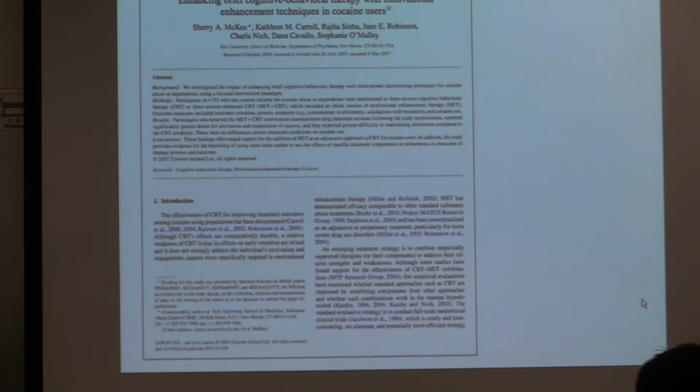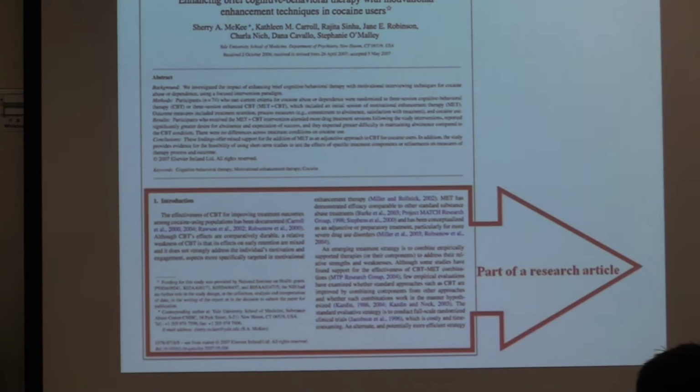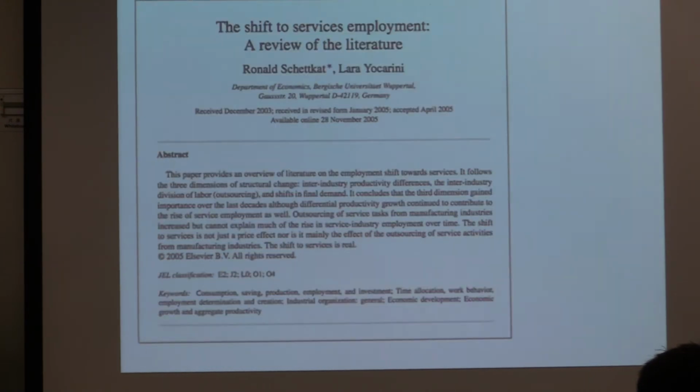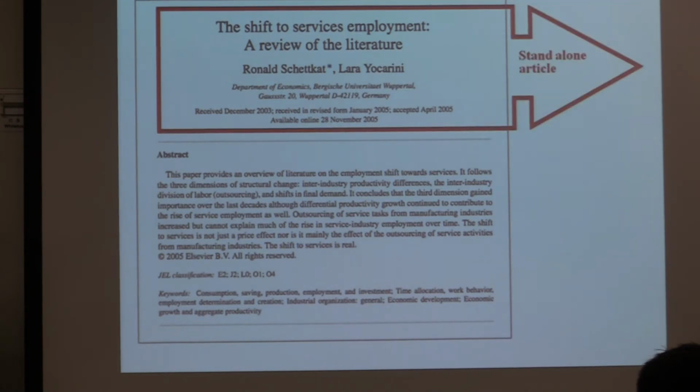Here is an article about cognitive behavioral therapy. Here is the literature review. In this article, it is part of the introduction. You can tell that the introduction includes a literature review because it discusses important research that has already been published on this topic. Here is an example of a standalone literature review article, in this case about employment.